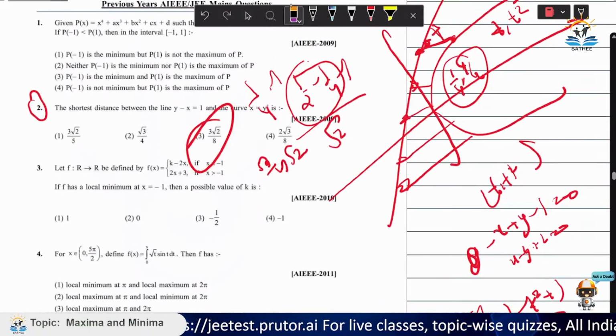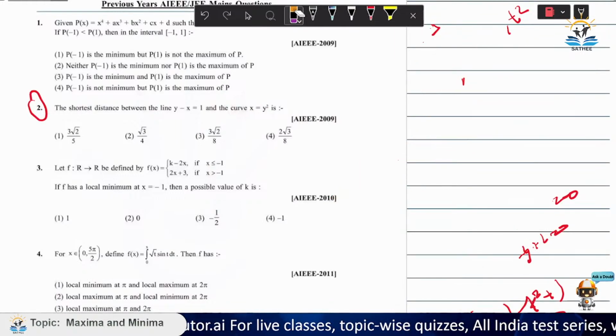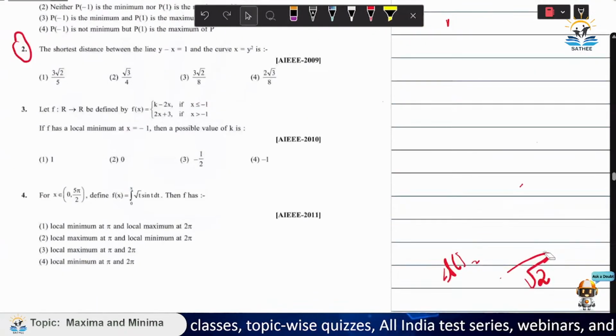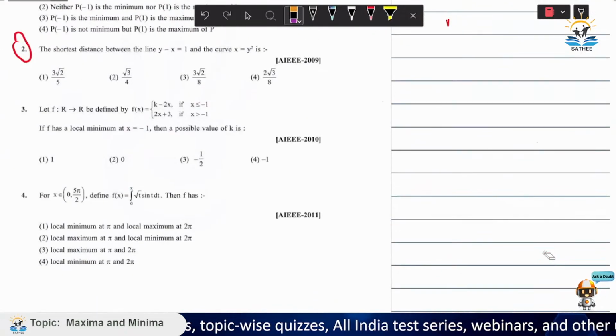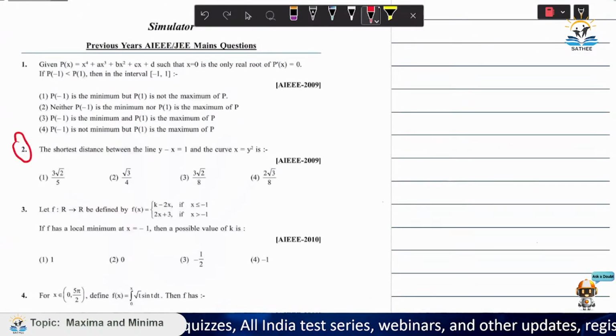Let's calculate the third question. These are not JEE questions, guys. These are like AIEEE questions. So these might be a bit tougher than JEE Mains questions especially, but why not? We are here to practice, so let's go with it.